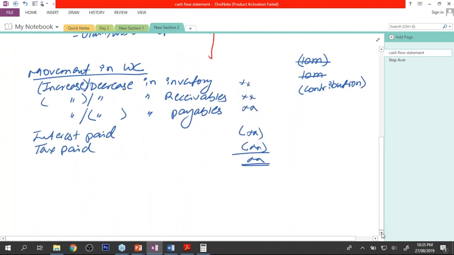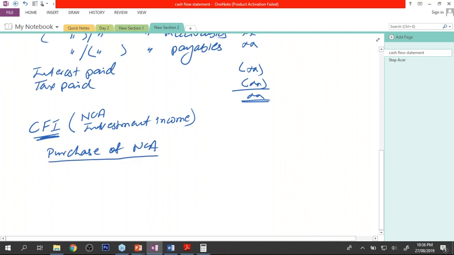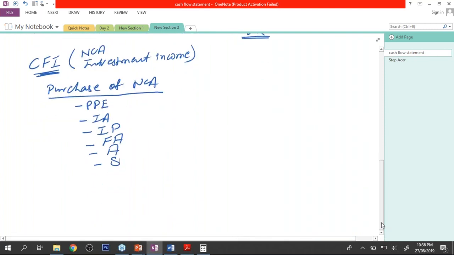Now, apart from cash flow from operating activities, the next part is the cash flow from investing activities, in which we actually record the movement in the non-current assets and the investment income that we would have received. So in the investing activities, we usually write the purchase of non-current assets, which includes the purchase of property, plant, equipment, the purchase of intangible asset, the purchase of investment property, the purchase of a financial asset, and also the purchase of an associate or purchase of a subsidiary. All these purchases are actually a part of the cash flow from investing activities.